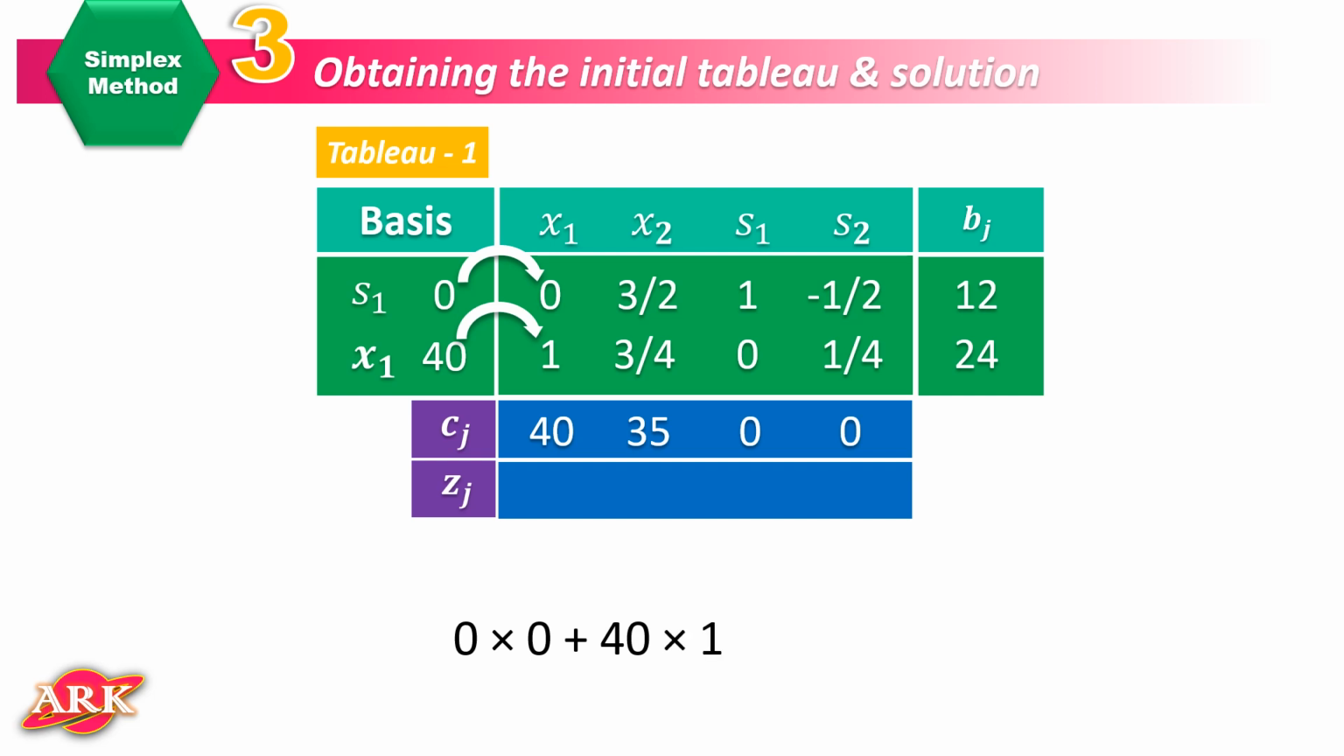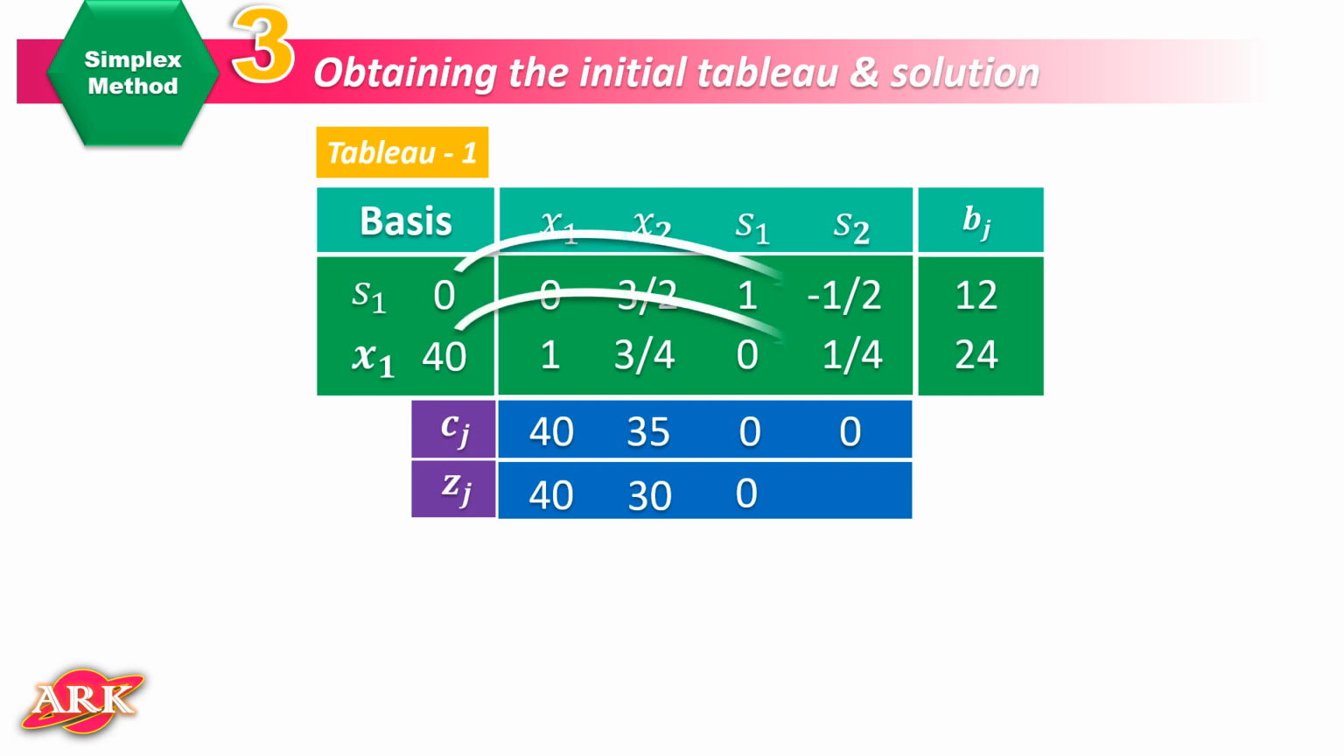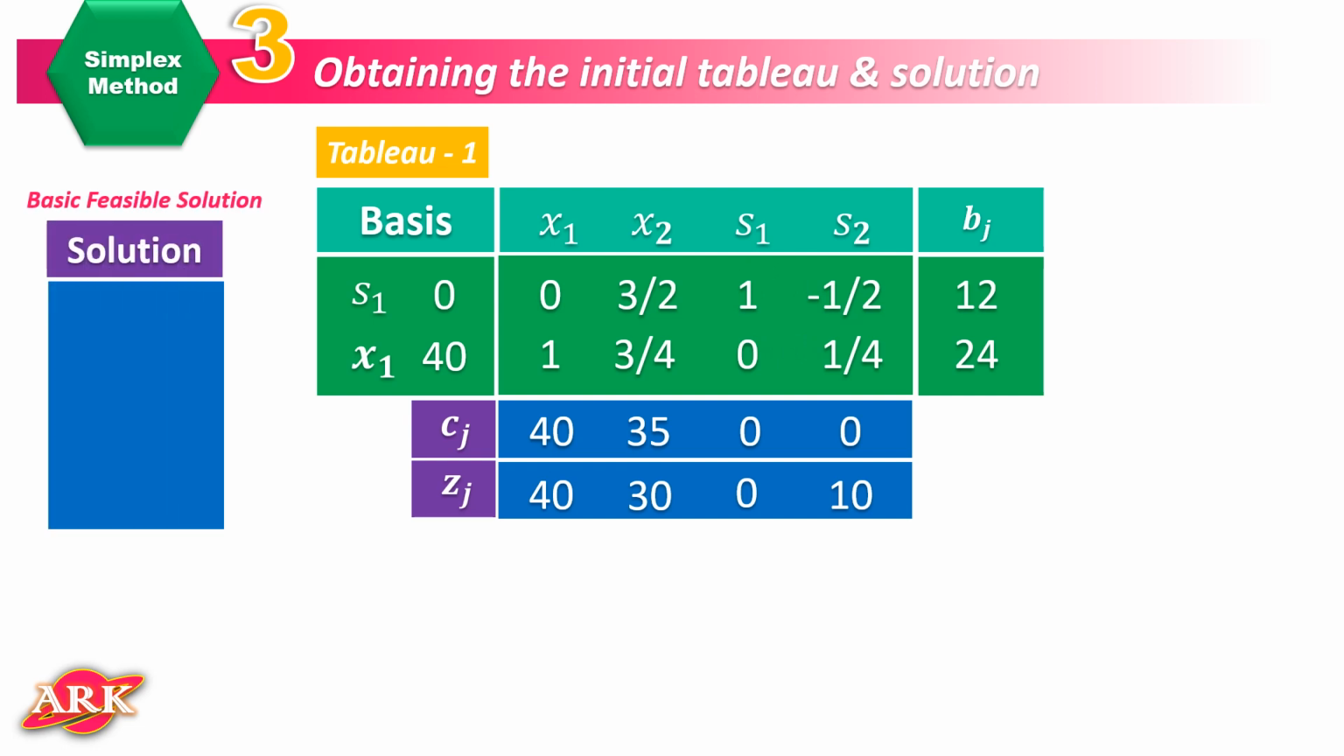0 into 0 plus 40 into 1 gives 40. 0 into 3 by 2 plus 40 into 3 by 4 gives 30. 0 into 1 plus 40 into 0 gives 0. And 0 into minus 1 by 2 plus 40 into 1 by 4 gives 10. Now, the basic feasible solution will be like this.